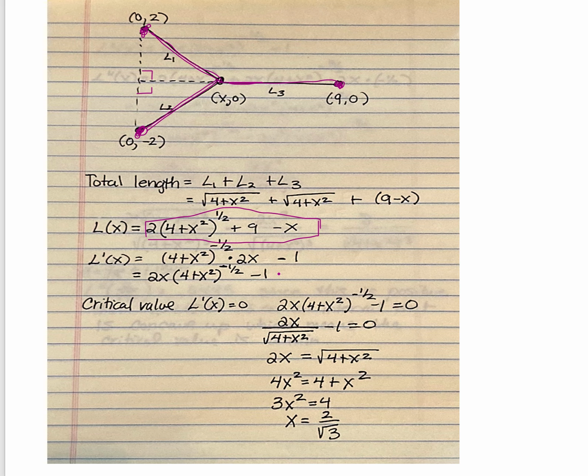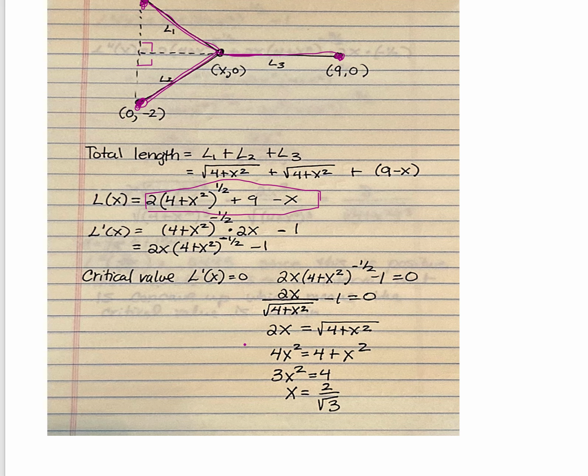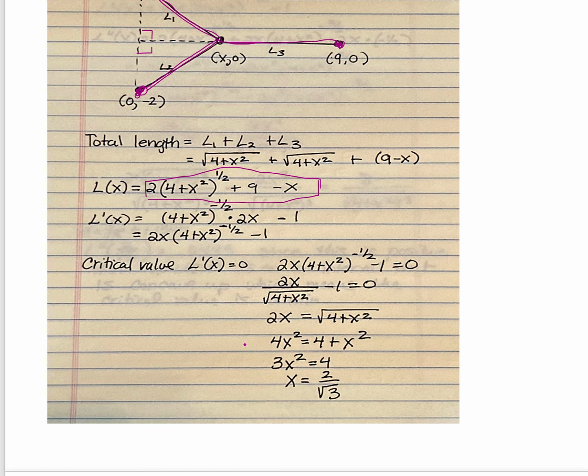Then when I clean that up a little bit, I'm going to pull the 2x out in front. So I get my derivative is 2x times (4 plus x squared) raised to the power of -1/2, and then subtract 1. Now, to find the critical values, we need to set the derivative equal to 0 and see what values that gives us.